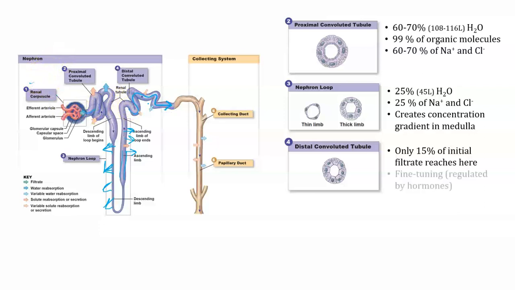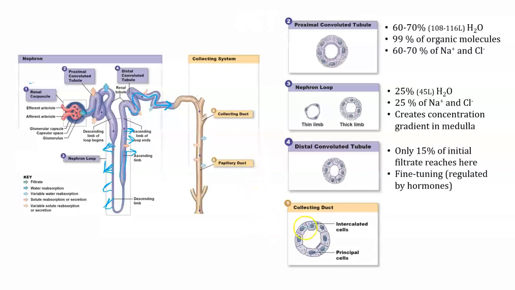And this is where we have a lot of fine tuning. So this is where there's some transport proteins that are under hormonal control. And they can either activate or shut off to increase or decrease the amount of salt that's being retained, or increase or decrease the amount of acid that you're losing. So this is like the fine tuning segment. And then we have the collecting duct, which looks something like this. Nothing super interesting to say here.